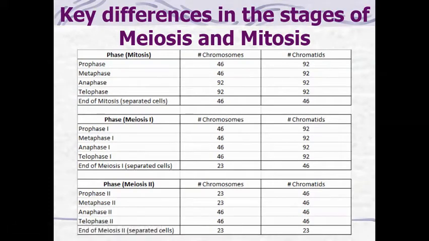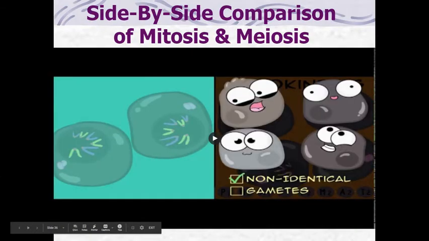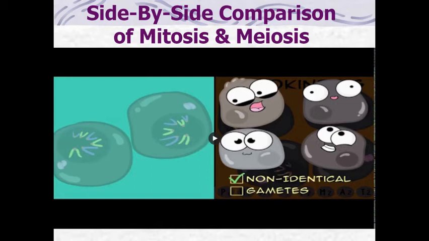So this is another chart showing how many chromosomes and how many chromatids we end up with in each of the stages of mitosis, as well as meiosis 1 and meiosis 2. And this video shows us a quick side-by-side comparison of mitosis and meiosis.